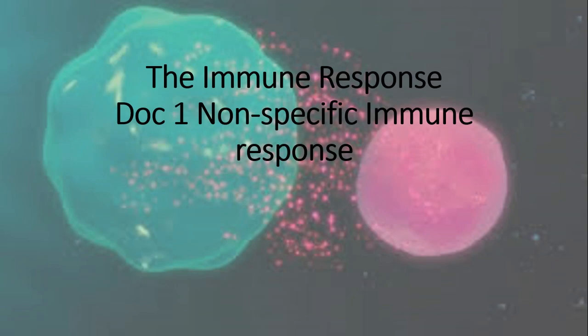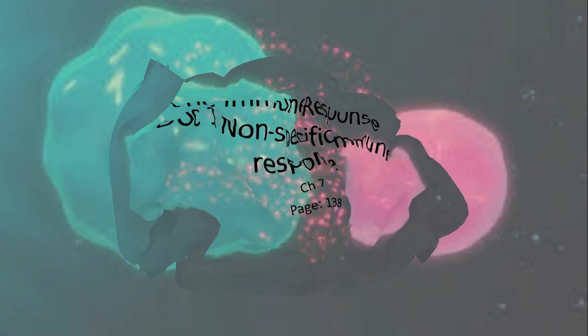Hello. After finishing chapter 6, it's time now to proceed with the immune response. This is going to be your chapter 7. And today's lesson is about the non-specific immune response. It's going to be activity 1, page 138.